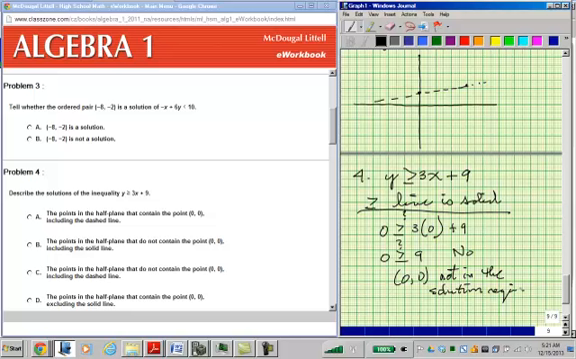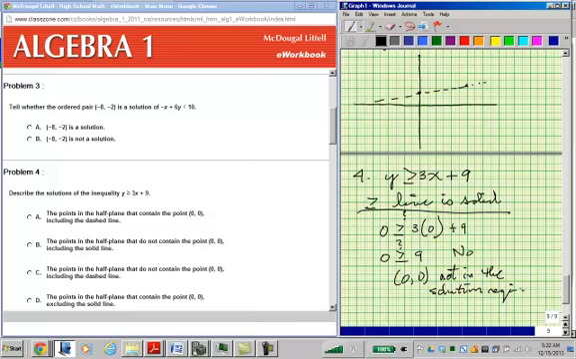The points in the half plane that do not contain 0, 0, including the solid line. That's true. So B is the answer. Let's look at C: the points in the half plane that do not contain the point 0, 0, including the dashed line. Well, the line is solid, so we know that C is wrong. D: the points in the half plane that contain the point 0, 0. We know it doesn't contain 0, 0, so D is out.